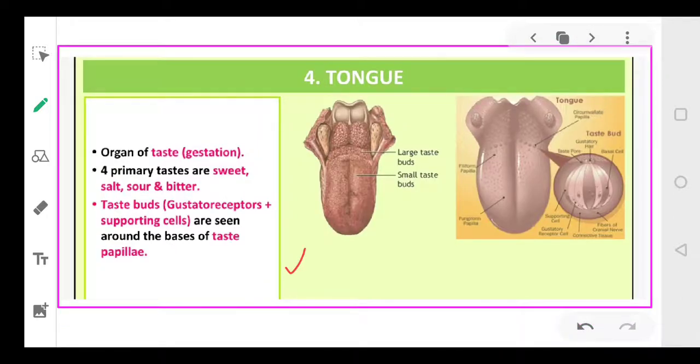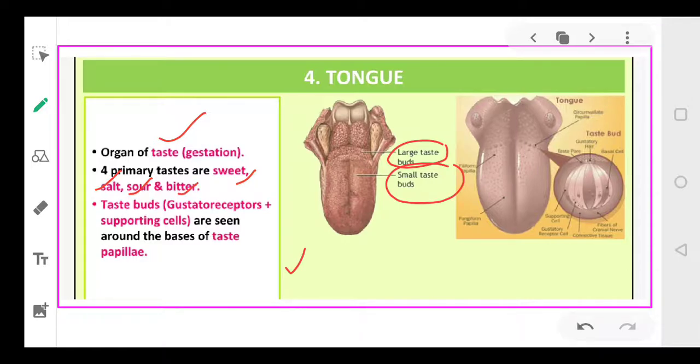Now tongue, dear students, we know we have a tongue. The tongue is basically your muscular organ, and it gives you taste. And why does it tell you taste? Because there are certain taste buds present on your tongue, and these taste buds tell you 4 primary tastes, that is sweet, salt, sour and bitter.